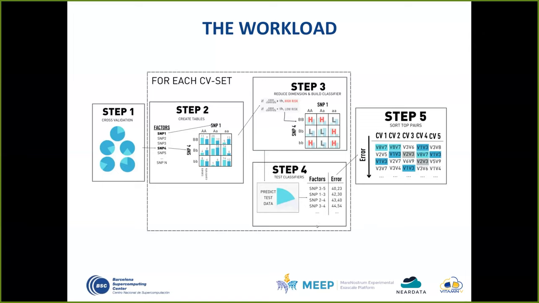Then from each of the classifiers, we are going to classify all the patients that we have in the test set, and we are going to get a prediction error. And finally, our system is going to sort this prediction error for all the possible combinations in all the cross-validations, and it's going to build a table of the sorted pairs and tell us which pairs are more probably linked with the disease.